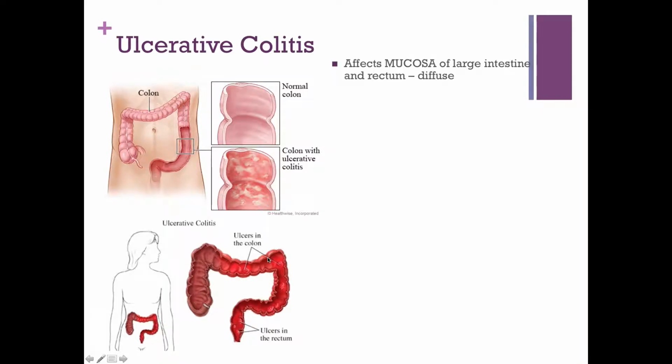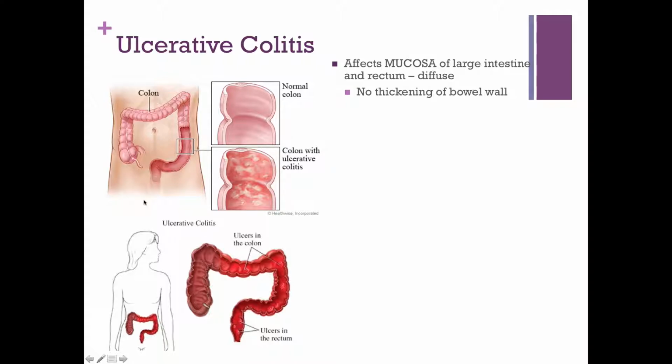So this is the mucosa. That's in caps and in bold because it's really important. The mucosa, so the first layer, the mucosal layer of the large intestine and the rectum. Instead of being regional, this is diffuse. It's this whole area, the colon and the rectum.